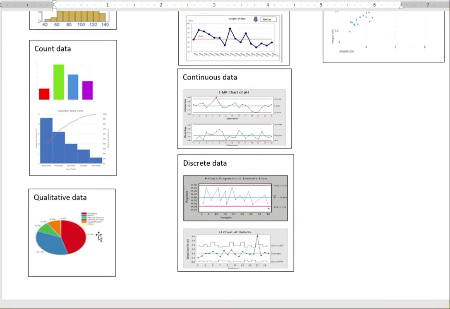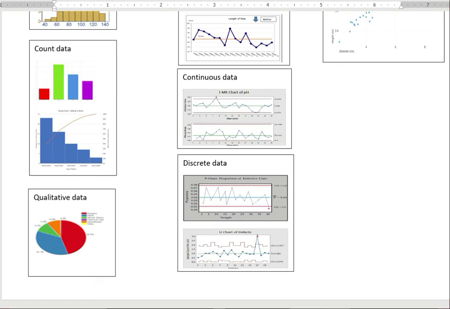Okay, now we'll move to the next one. Suppose qualitative data are given, how to present? For example, gender or the severity of disease, any qualitative data. I want to present this qualitative data by graph or diagram. Which diagram can we use? Pie chart. Because pie chart is the only graph for the presentation of qualitative data.